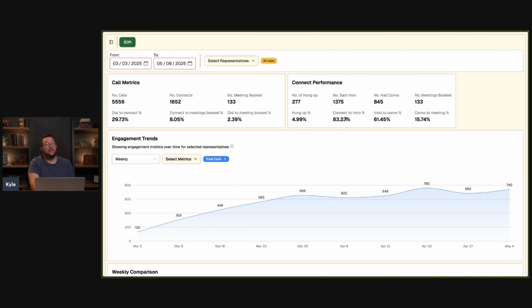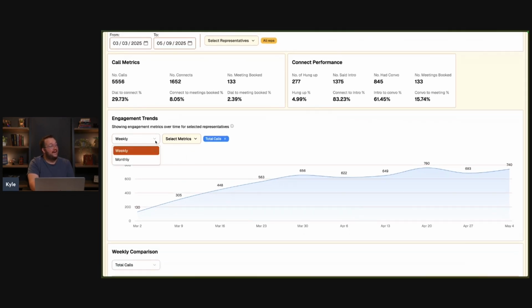83% of the people that answer the phone, they actually are able to get through their whole intro. That's pretty high. Their intro is doing well. Intro to conversations, or the percentage of intros that they say that result in a conversation, is 61%. Not too bad. And the conversation to meeting percent is 15%. So this is just giving me some insight into their connect performance.